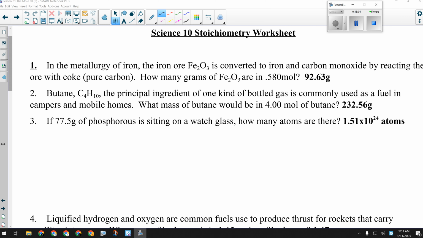It's a type 2 question. We're looking for mass, and we're being told the number of moles. If we read through this question, this whole first sentence is utterly useless. It isn't there to do anything but distract you. In the metallurgy of iron, iron 3 oxide is converted to iron and carbon monoxide by reacting the ore with coke, pure carbon. Doesn't help me answer this question. It's just there because I wrote it. So, how many grams of Fe2O3 are in 0.580 moles?